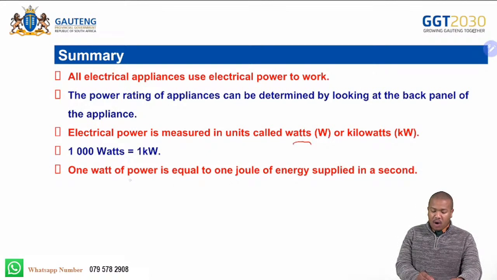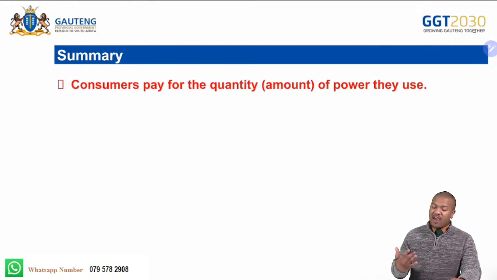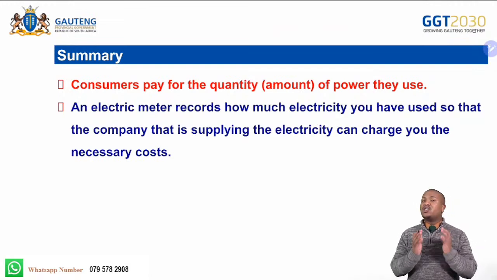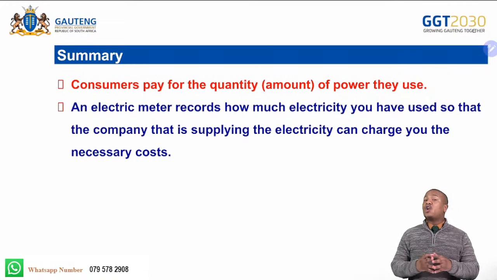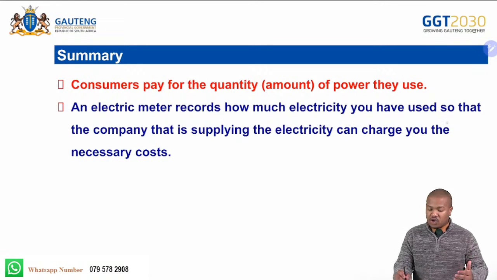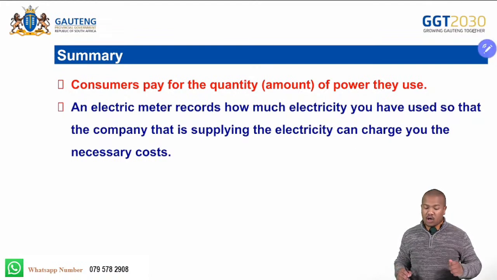So 1 watt of power is equal to 1 joule of energy supplied in a second. Also, consumers pay for the quantity or amount of power they use. So for every amount of power that you have used, you get charged for it and you pay for it. An electrical meter is the instrument that is used to record all your usage, so that the company that is supplying the electricity can charge you the necessary costs.